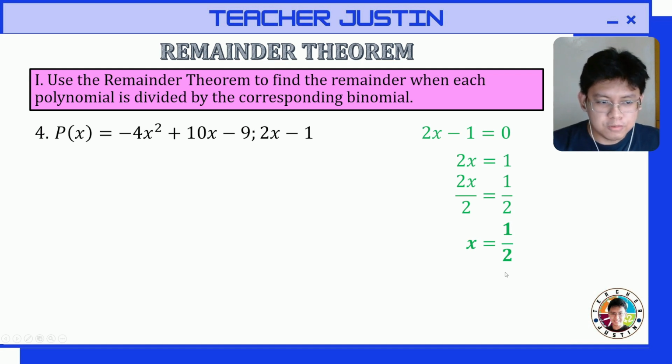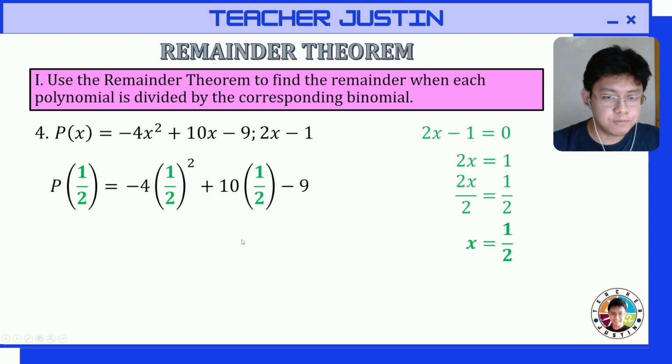Now, yun yung value of x na gagamitin natin to get the remainder. So, let's replace all variable x by 1/2. So, palitan natin, we will have negative 4 times the square of 1/2 plus 10 times 1/2 minus 9.